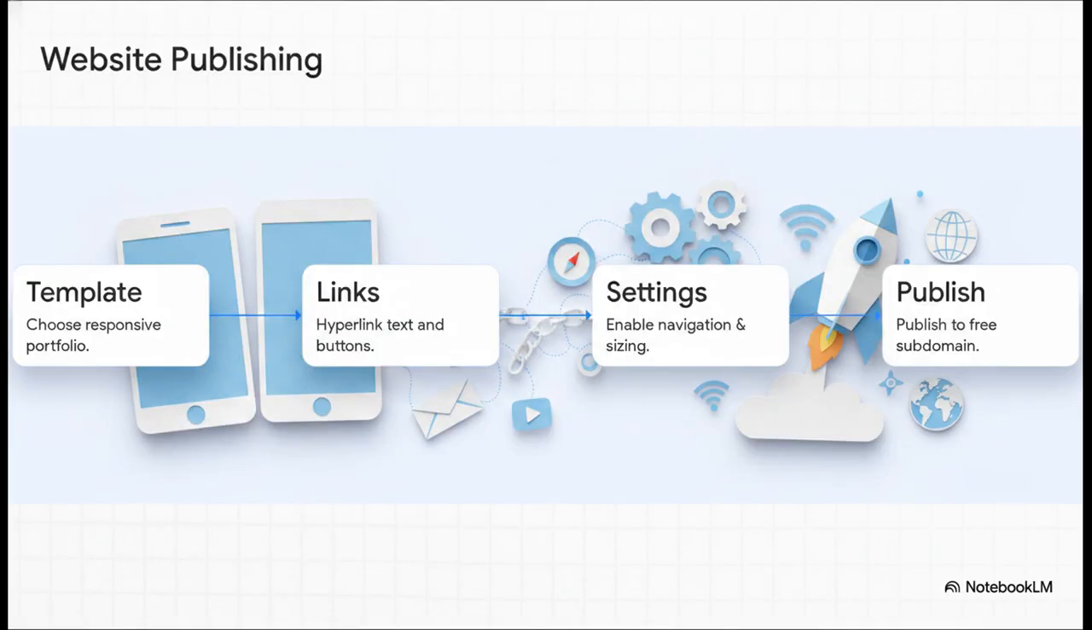Going from a raw design to a live, totally mobile-friendly website literally takes minutes. You just choose a responsive portfolio template, hyperlink your text and buttons so they actually work, and go to your email or YouTube channel, enable dynamic mobile resizing, and then publish it instantly to a free Canva subdomain. Or you can just attach it to a domain you already own.